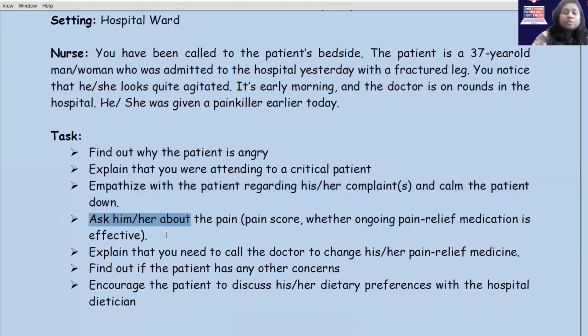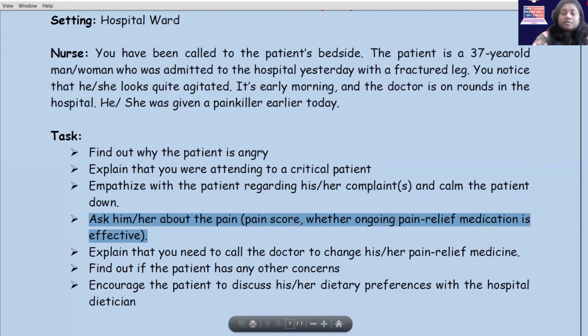Then come to the fourth one. Ask him or her about the pain, and it is given in the bracket that you have to ask what is the score of pain, then whether ongoing pain relief medication is effective or not. So when the patient has calmed down and he or she demands pain relief medication for the pain management, the professional will need to use suitable expressions for pain assessment.